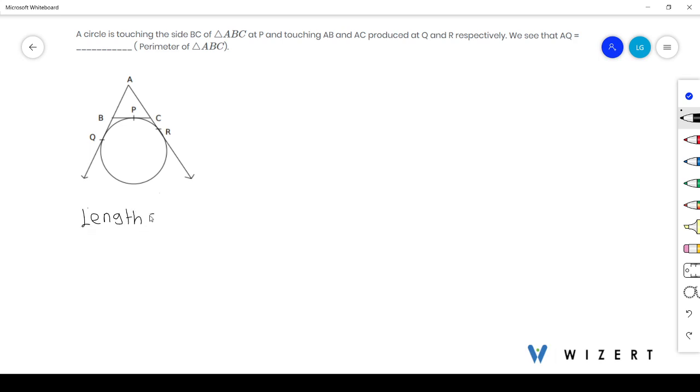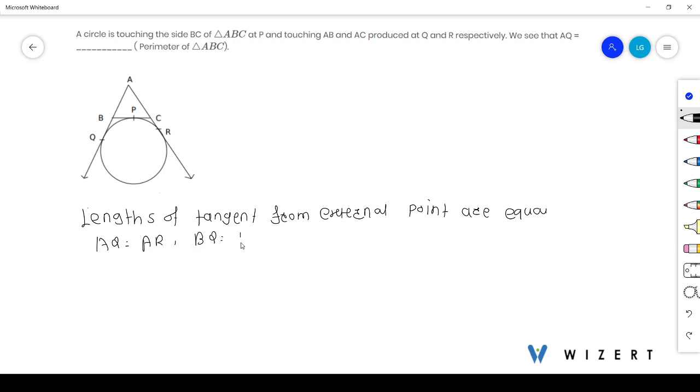As the lengths of tangents drawn from an external point are equal, here AQ will be equal to AR, BQ equals to BP and CP equals to CR.